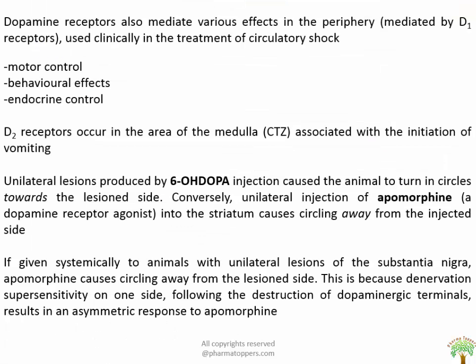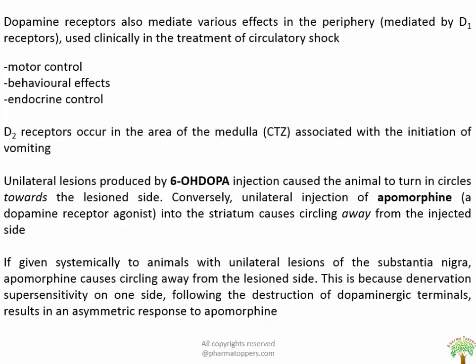So coming to the next slides, dopamine receptors also mediate various effects in the periphery, which is mediated by the D1 receptors. Notably, it was found that it is used in treatment of circulatory shock because of renal vasodilation and increased myocardial contractility.